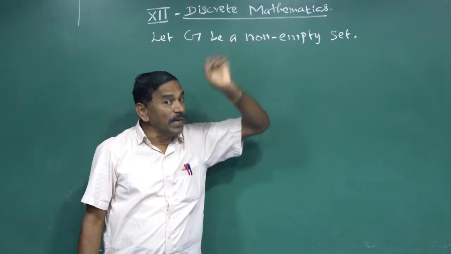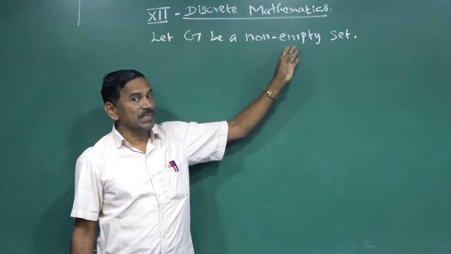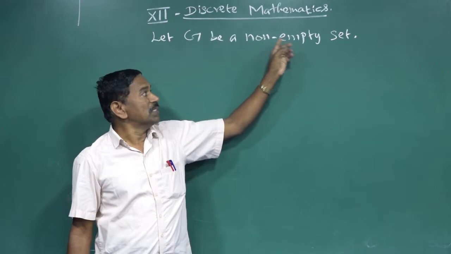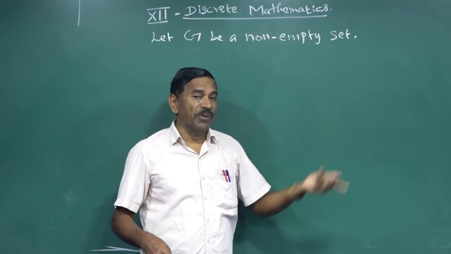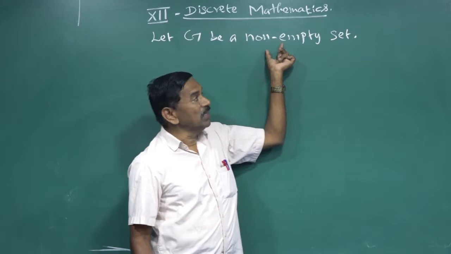A set with no element means an empty set, that is, the null set. But we need a non-empty set, which means the set should have at least one element: one element or two elements, etc. A finite number of elements is also possible. We select a non-empty set, and this set is given the name G.